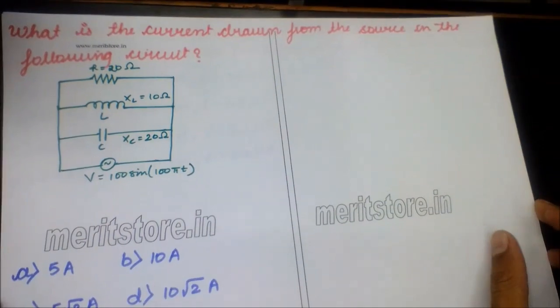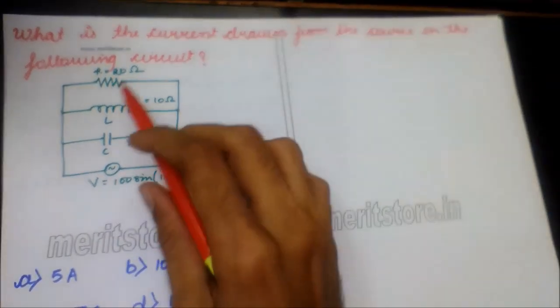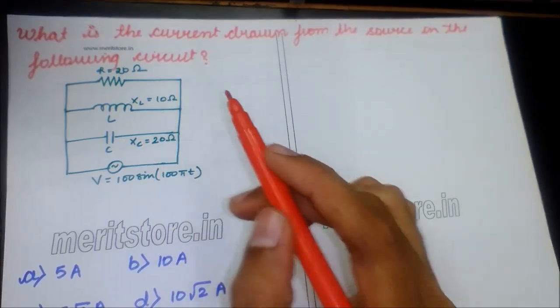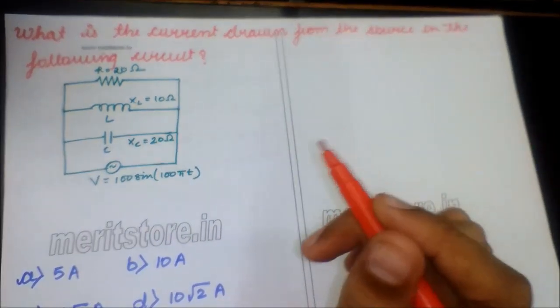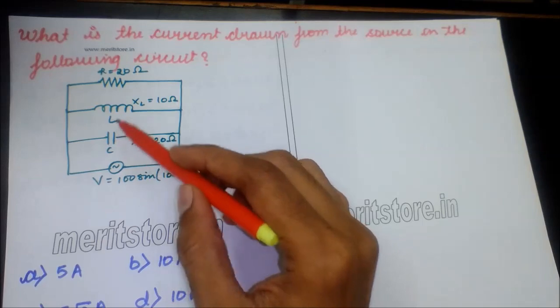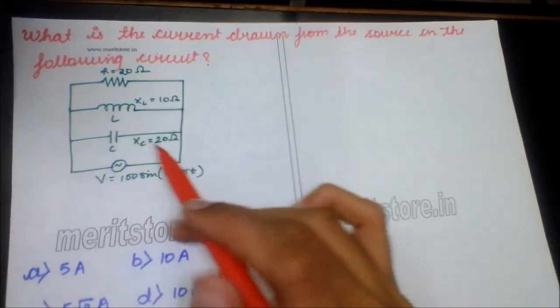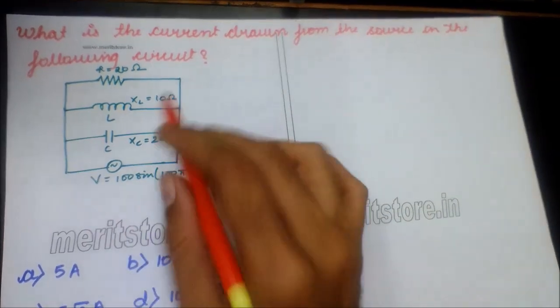What is the current drawn from the source in the following circuit? We have a resistance, a capacitance and an inductance, all three connected in parallel. Here in this connection, the L and C currents are in opposite directions. So the total current is what we need to find out.